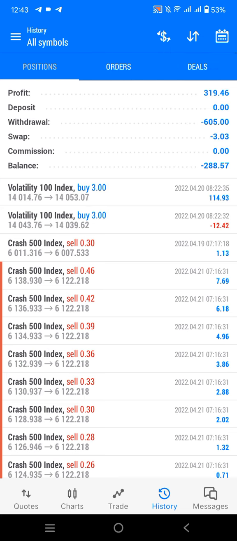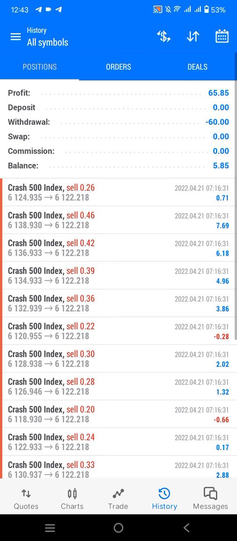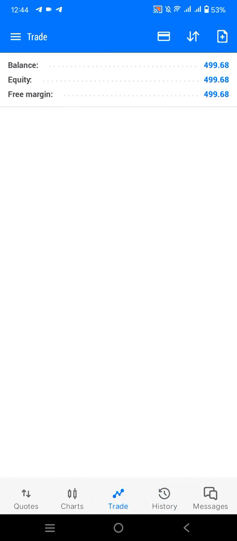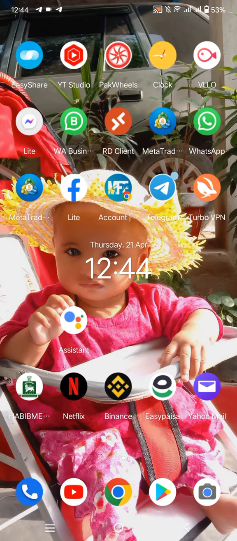Okay, look at this point. You guys can look. Withdrawal is 605 and the profit is 319. Okay, guys, so today is minus $60 profit withdrawal and the overall base is 499.68. So let's go and check that robot head.